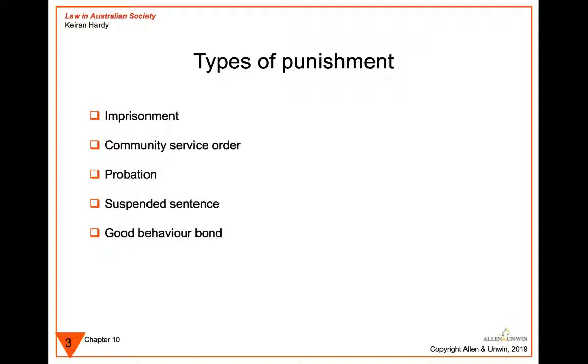As a starting point, it's important to remember that imprisonment is not the only punishment that courts can deliver. Courts, as part of a sentence, can also prescribe a community service order, or probation, a suspended sentence, or a good behaviour bond. These are all detailed in the chapter. As one example, probation is the release of a person back into the community on conditions, and this is similar to bail but operates after the person has been convicted.